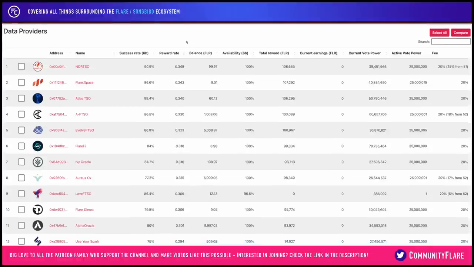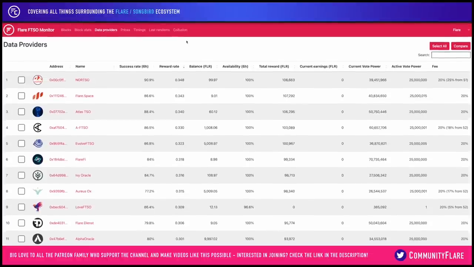Now, for those making delegation decisions, this is going to be very informative for you. You can actually sort by the reward rate here, and if you click it twice, you get it descending. So it looks like NOTSO is actually topping the charts right now.